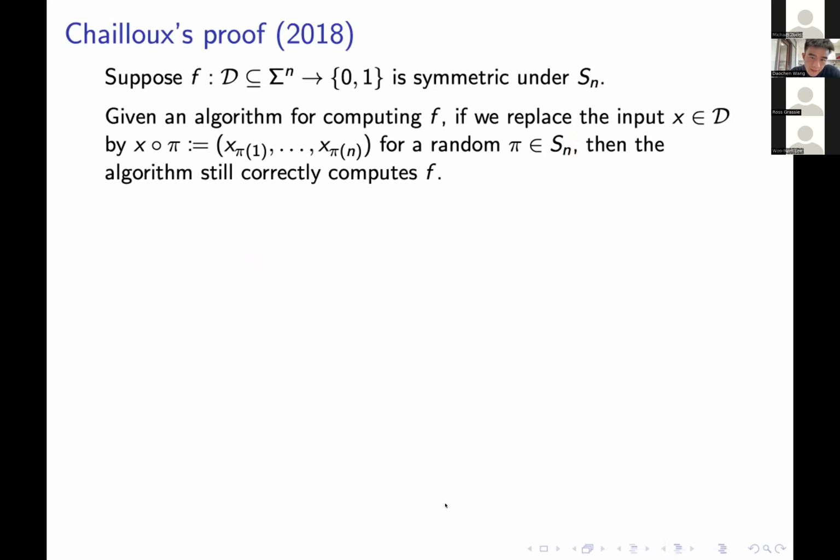So suppose we have F symmetric under S_n. His argument goes as follows. Given an algorithm for computing F, if we replace the input x by x permuted by pi for a random pi in S_n, and by random I mean uniformly random, then the algorithm still correctly computes F. That's because F is symmetric under S_n.